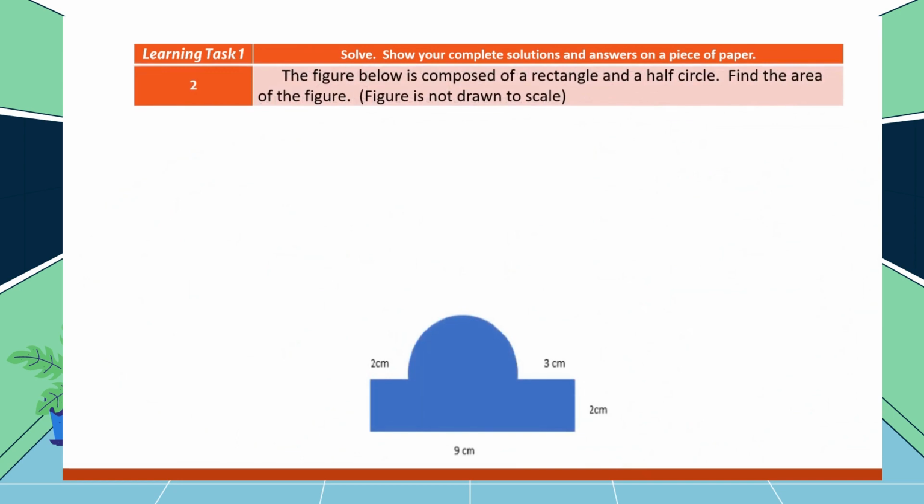Problem number 2. The figure below is composed of a rectangle and a half circle. Find the area of the figure. So, tingnan muna natin. Meron tayong nga namang rectangle. And to make it more complete, nasan ba yung rectangle na yun? Well, eto siya. Yung rectangle, hiwalay natin. So, eto ngayon si rectangle. Kitang-kita na natin. Ginuhitan na ng sir dito. So, nakikita na natin sa baba yung rectangle. At syempre pa itong nakausli na semicircle.